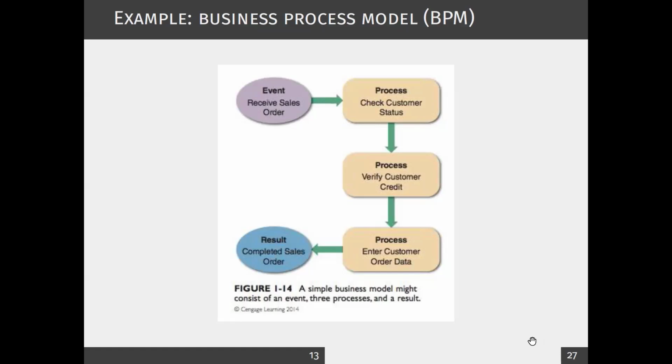Right, I told you one thing about business process modeling, where you can have a kind of flow chart, like a diagram, which will represent a particular function. In this simple business process model, or BPM as we call it, you can find an event, then three processes, and then you will have a result. So when you receive a sales order, you check the customer status, verify customer credit, and then enter customer order data. That's how you can represent it.